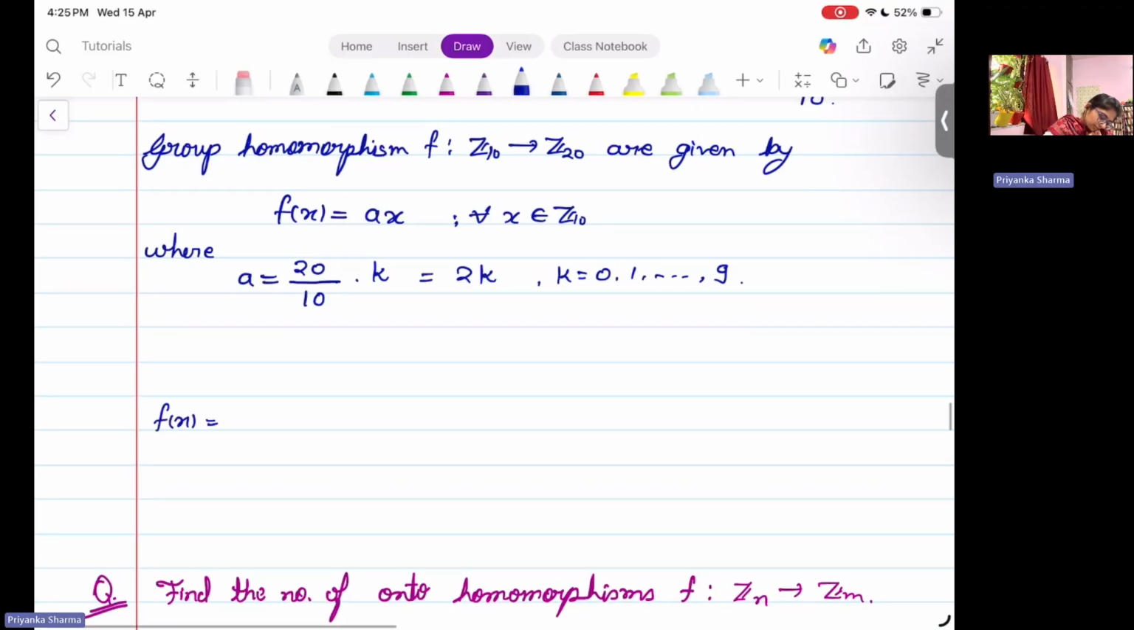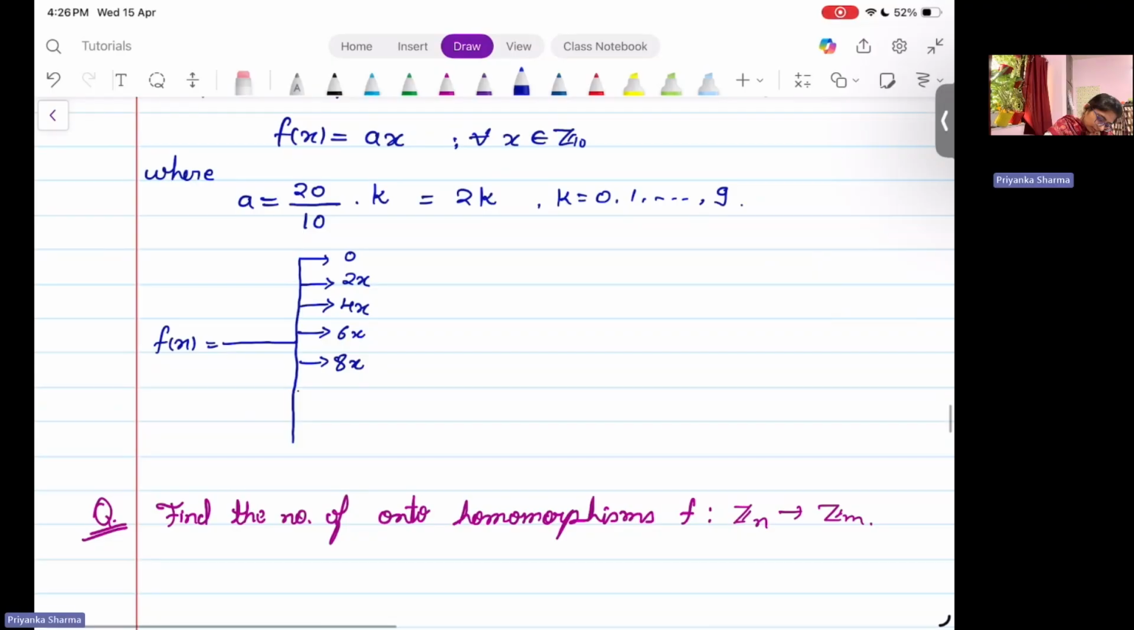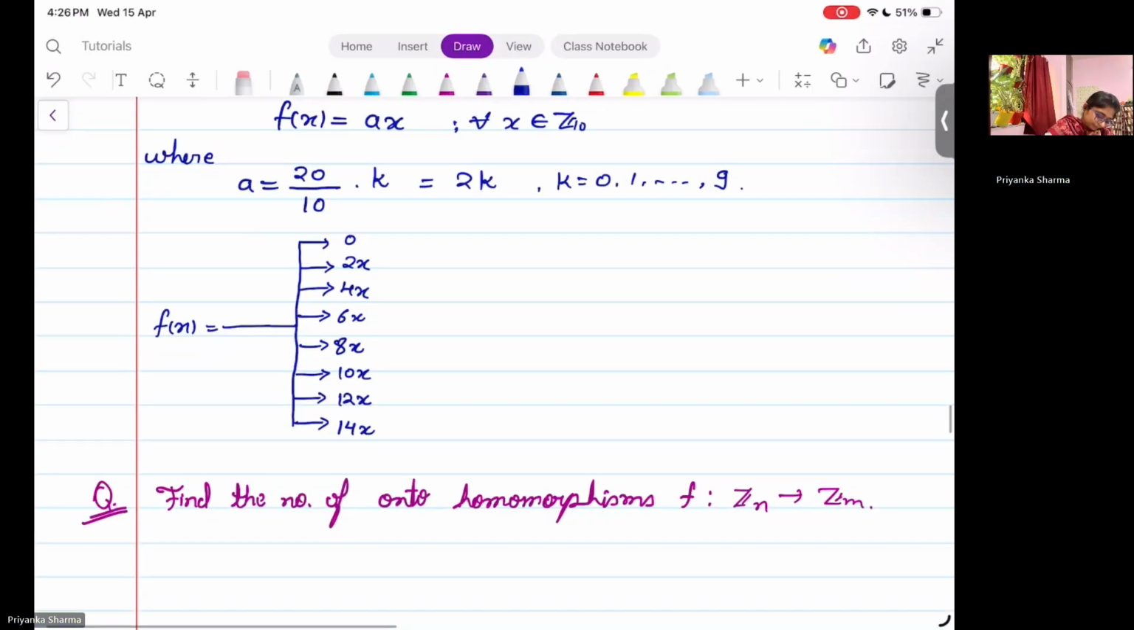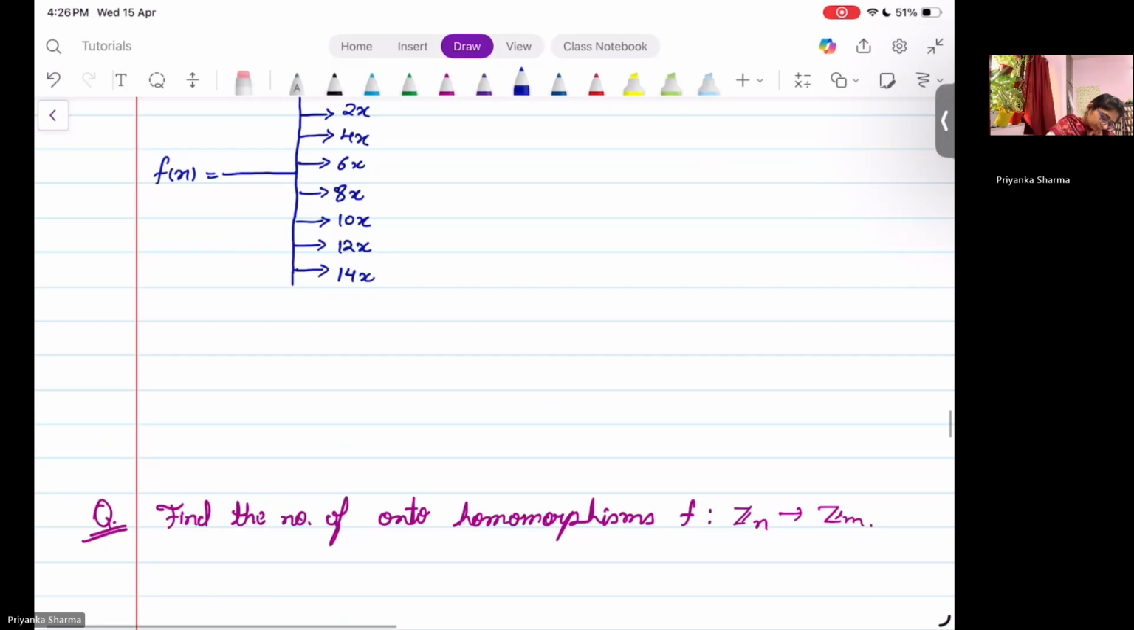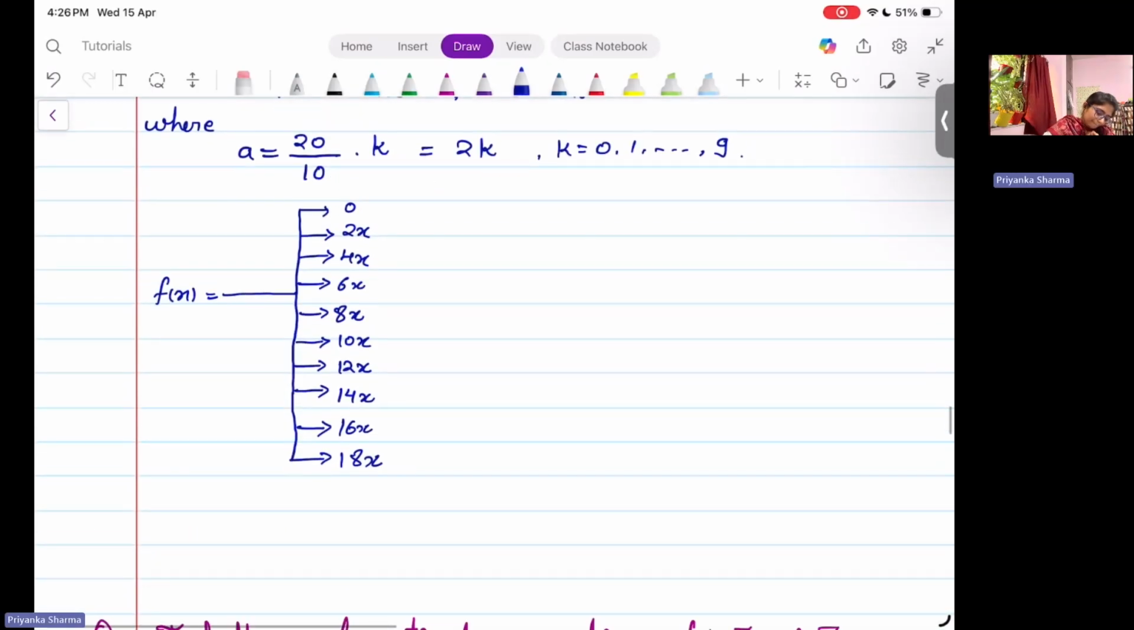Means f of x is, you will have this meaning: 0x, that is 0, then 2x, 4x, 6x, 8x, 10x, 12x, 14x, 16x, and 18x. Okay, so here we have 10 homomorphisms.